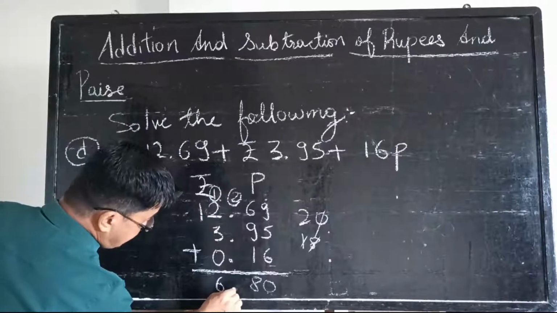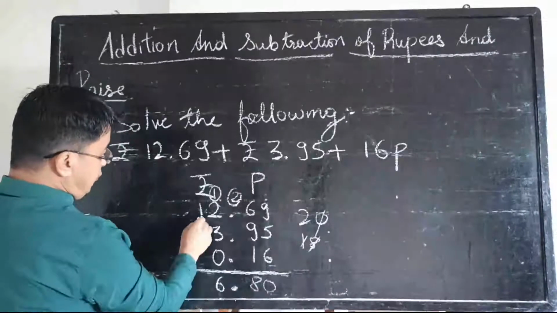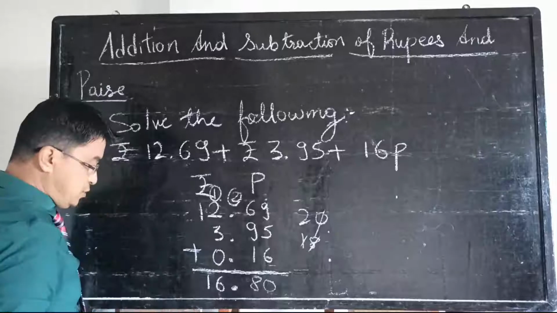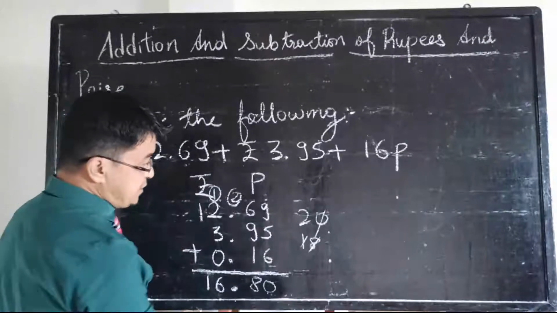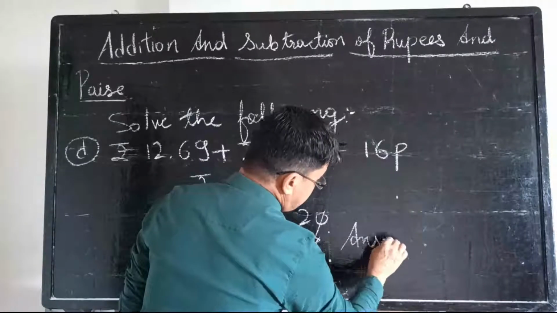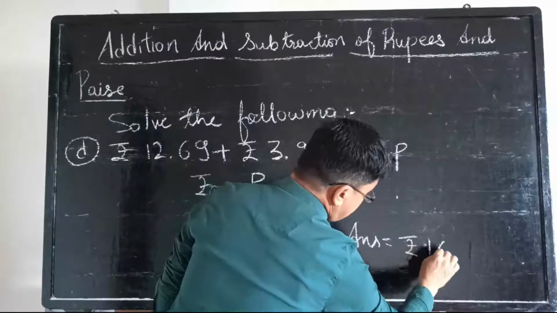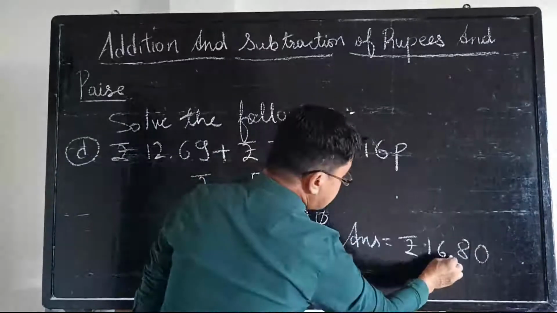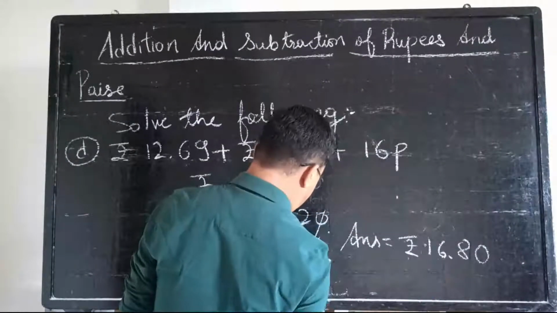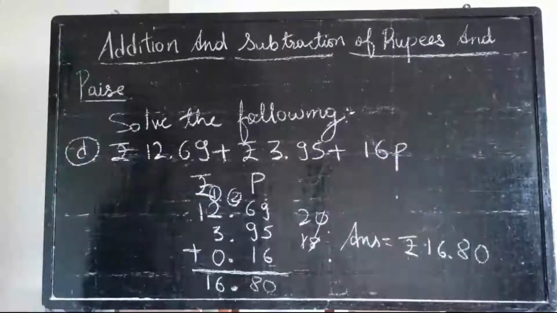Don't forget to put the dot here. Then 1 plus nothing, 1 only. So the answer is 16 rupees 80 paise. So this dot separates the rupees from the paise. So this is all about addition.